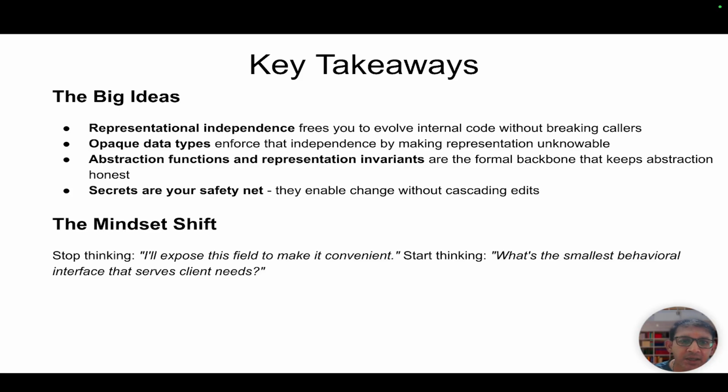Focus on expressing intent through method names and signatures. Instead of exposing a year field, provide an is-published-before method, for example. Instead of exposing an author field, provide a compare-by-author method. Use the abstraction function and representation invariant as design tools. If you can't state them clearly, your abstraction probably needs work.